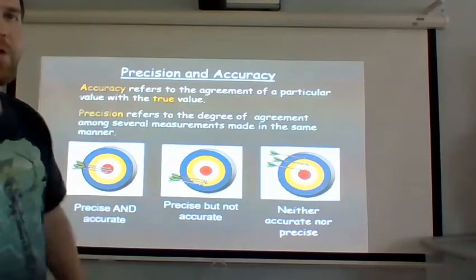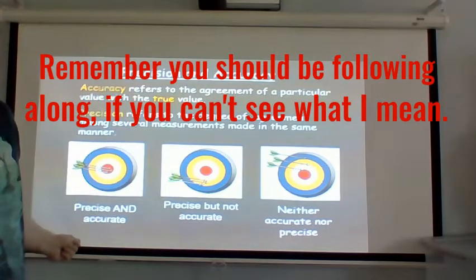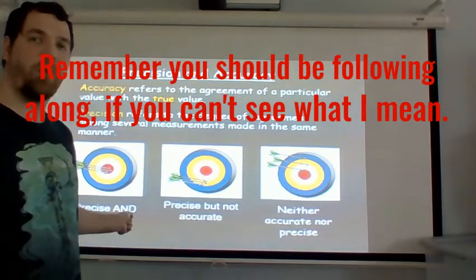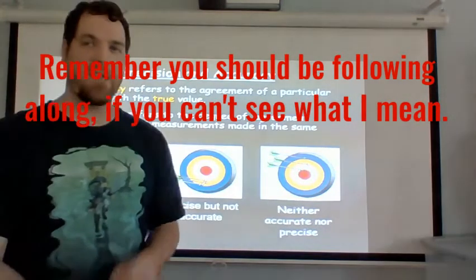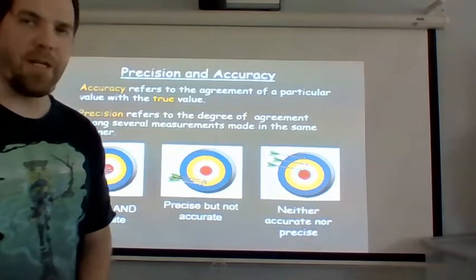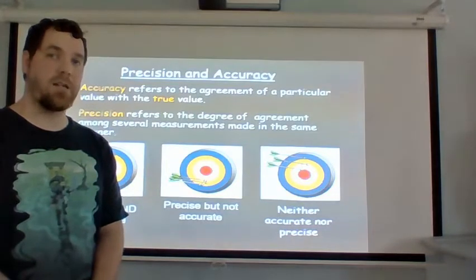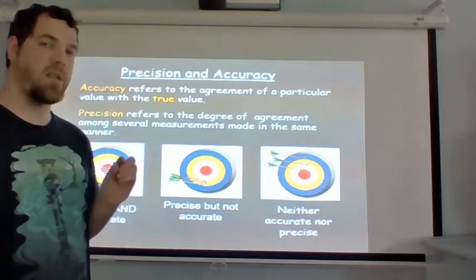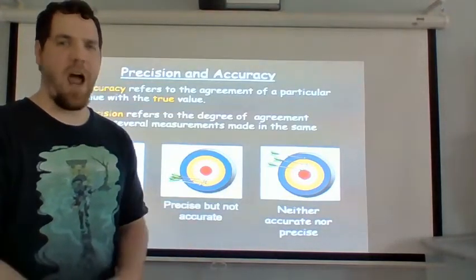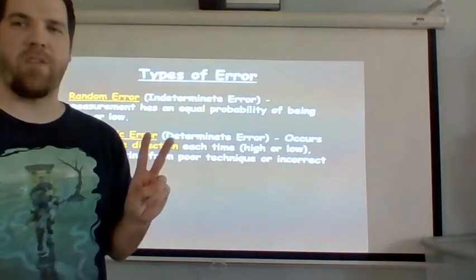Here are the two definitions for those, and as you can see, the first picture is very accurate because they're aiming for the middle and they hit the middle. But it's also precise because all three shots hit in the same area. But this middle picture would not be considered accurate because they didn't hit the middle. However, it is considered precise because all three shots are in the same area. And the right picture here is just trash. Neither accurate nor precise.